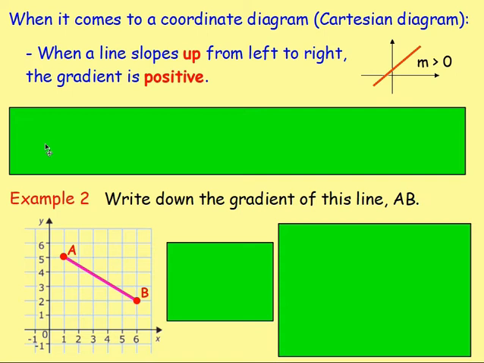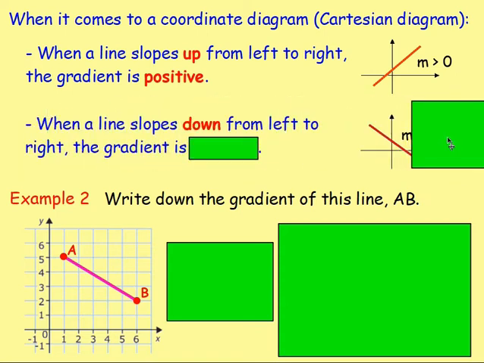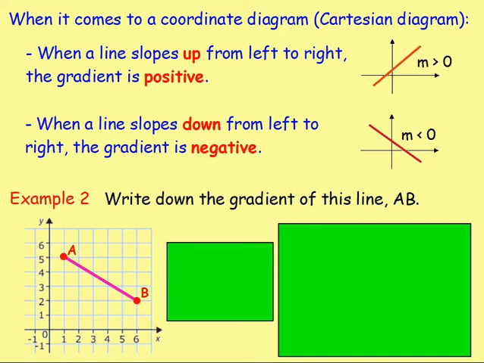If it were the other way around, so if the line sloped down from left to right, so if you had something like this, what would you then say about the gradient of that line? It would be negative. Thank you, Mark. So the gradient would be less than 0. So, a positive gradient is a line going up from left to right, and a negative gradient will be going down from left to right. Looking at this example, example 2, write down the gradient of this line AB.